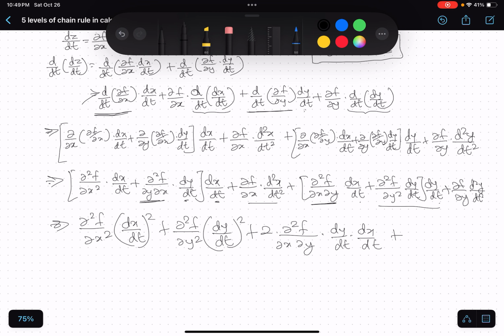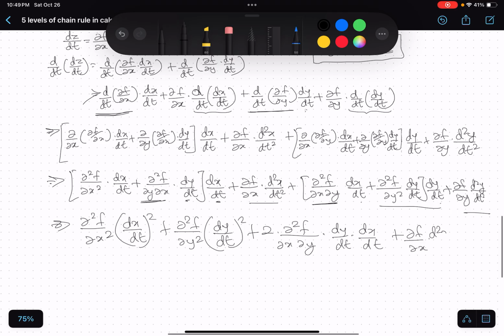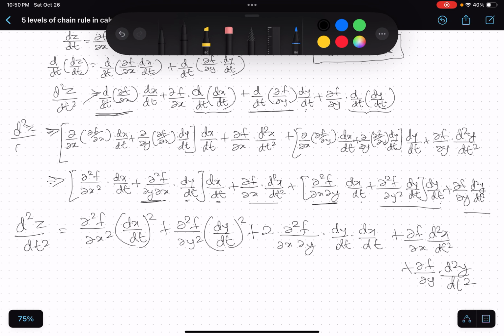Now these two terms are remaining, and they will be partial f by partial x d square x by dt square plus partial f by partial y d square y by dt square. And this is it. This was a lot long. So this is our d square z by dt square, right? So we'll basically have the partial square f by partial x square times the counterpart, and then partial f by partial x times d square x by dt square.